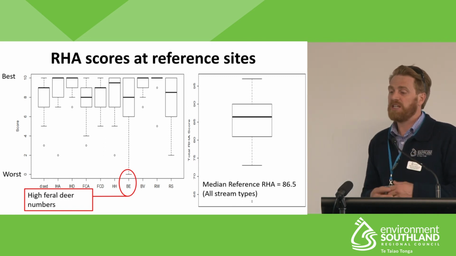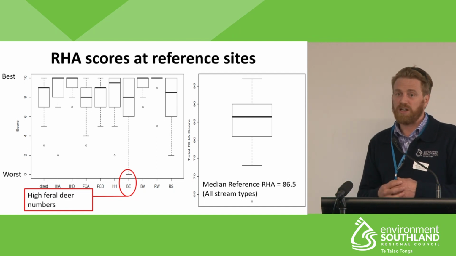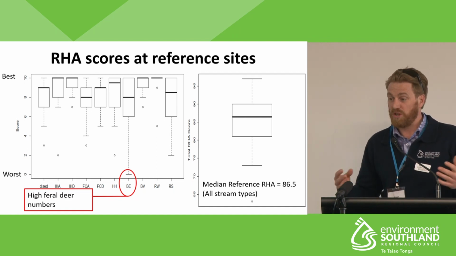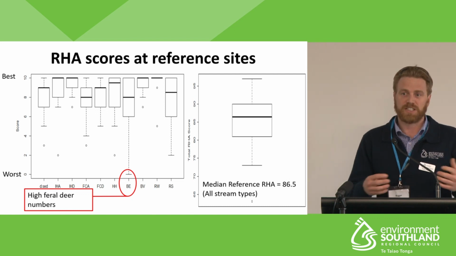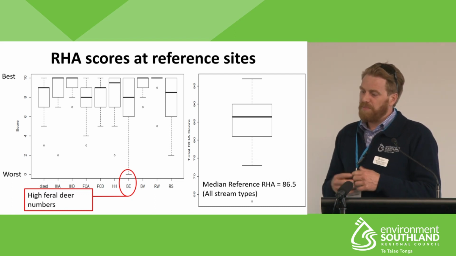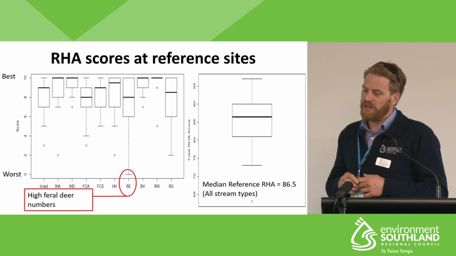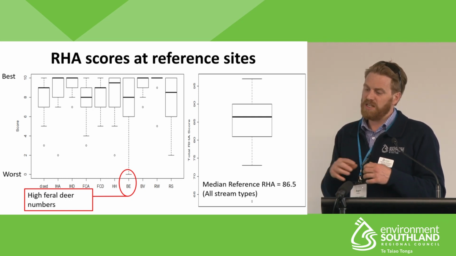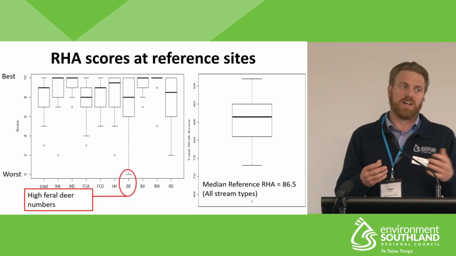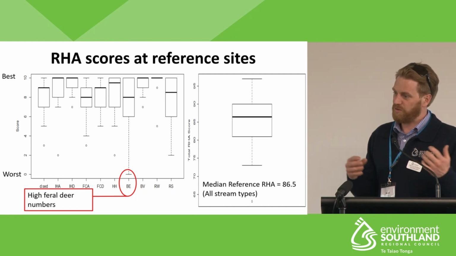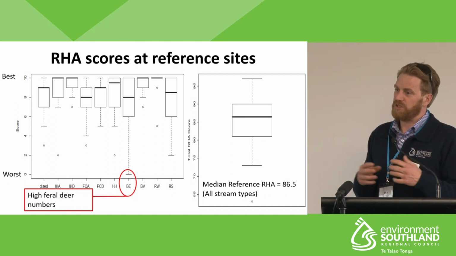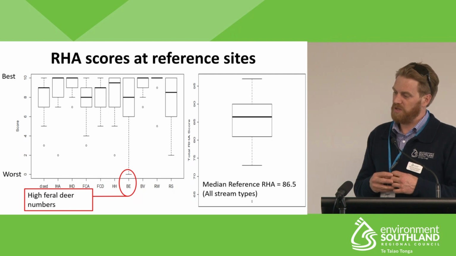And you can see quite a range, generally relatively high scores across reference sites, which is comforting to see. But particularly notable, one site, bank erosion highlighted in red, where there was obvious high numbers of feral deer evidence from footprints and trampling across the stream bed.